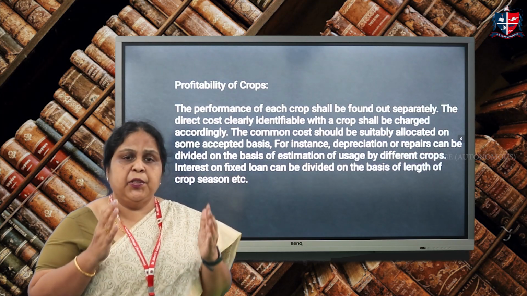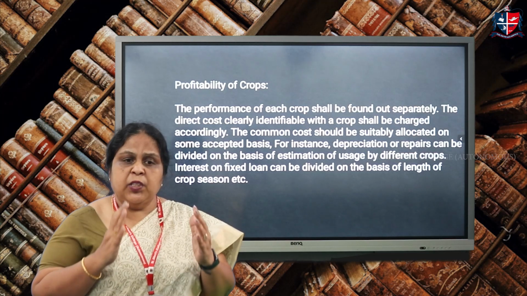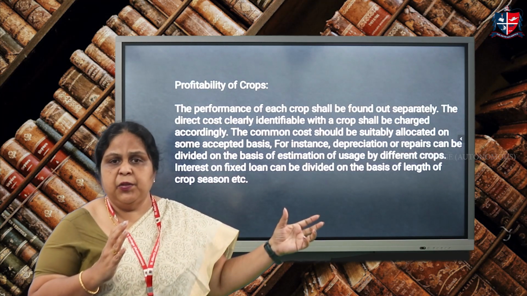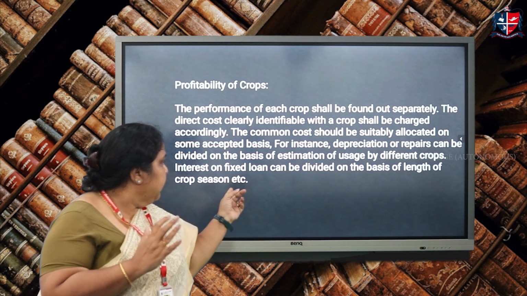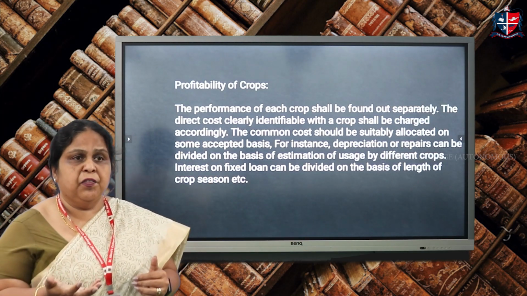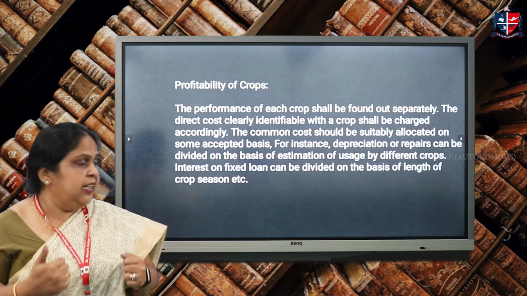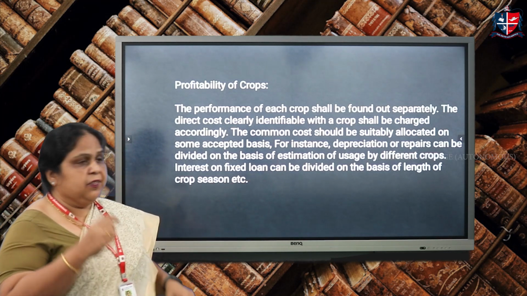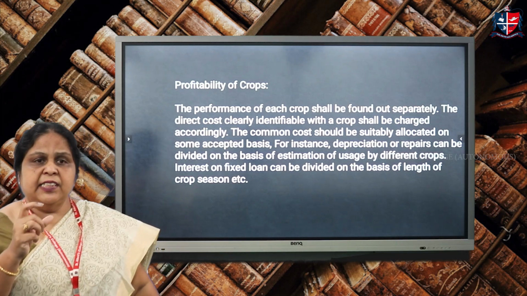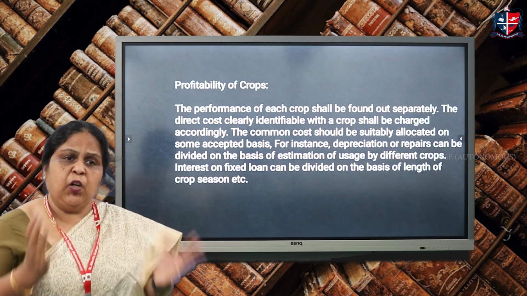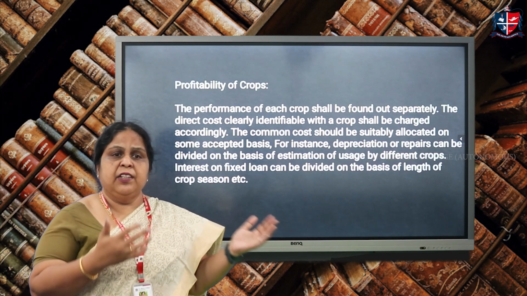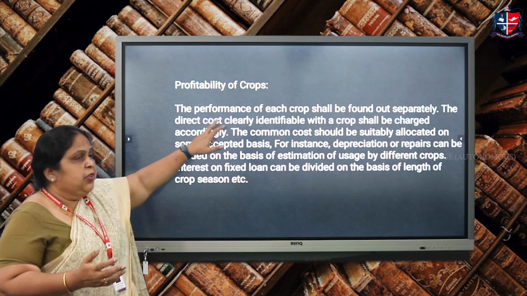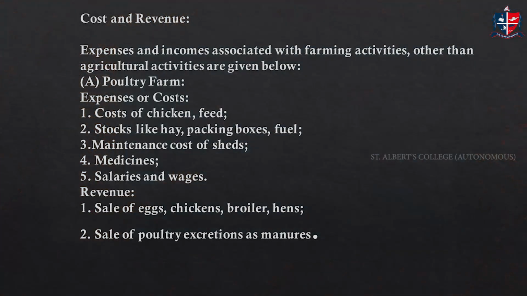Now, for example, if you're using machinery, what is the usage of that machinery on that particular crop? On that basis, you will have to allocate. Again, if it is interest on a loan you've taken from the bank, how do you record the interest? It is divided on the basis of the length of the crop season. So this is how you're going to allocate. And if there are any common expenses, you can have a common P&L account. This is how you are going to do it for each identifiable crop.